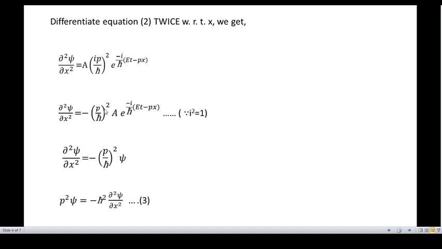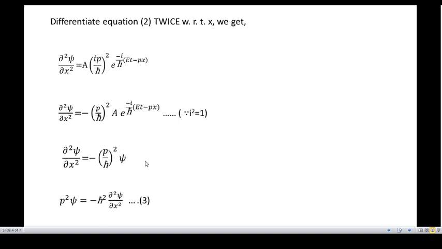Is it okay? Now you know that A e power minus i by h cross into (Et minus px), what is it? It is the wave function psi. A e power minus i by h cross into (Et minus px) is equal to psi. Now you can substitute for psi here in this equation so that you can get dou square psi by dou x square is equal to minus (p by h cross) whole square into this part, that is psi.